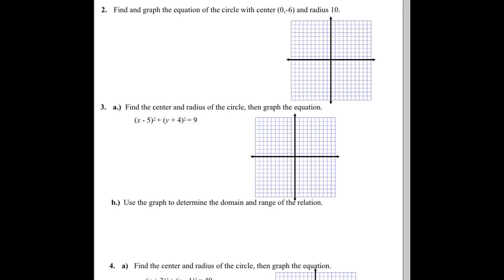All right, it says find and graph an equation of the circle that has a center at 0, -6 and a radius of 10. Now, because of the size of this one, for our graph, we are going to go by 2's.